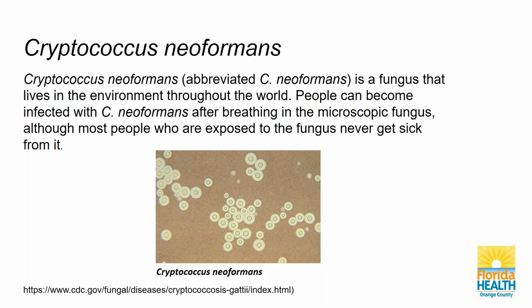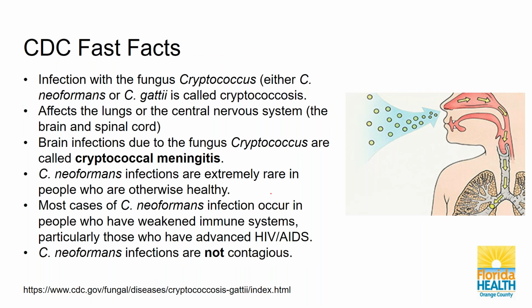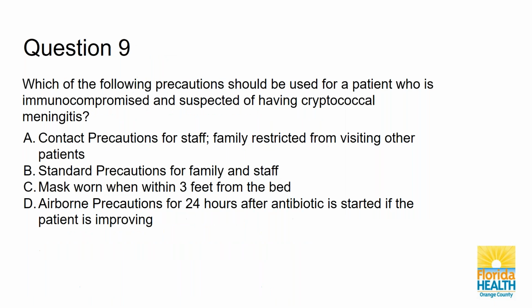And this is an image from the CDC. So let's do some fast facts about Cryptococcus neoformans. Infections with the fungus Cryptococcus, either C. neoformans or C. gattii, I'm not sure if I'm saying that right, is called cryptococcosis. It affects the lungs or the central nervous system, the brain and spinal cord. Brain infections due to the fungus Cryptococcus are called cryptococcal meningitis. Very good. C. neoformans infections are extremely rare in people who are otherwise healthy. Most cases of C. neoformans infection occur in people who have weakened immune systems, particularly those who have advanced HIV or AIDS. And C. neoformans infections are not contagious.